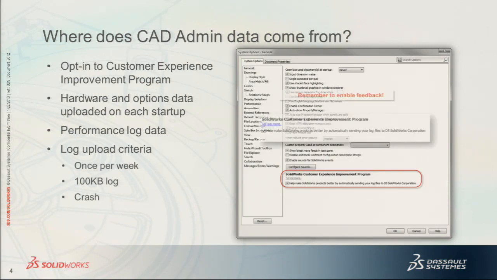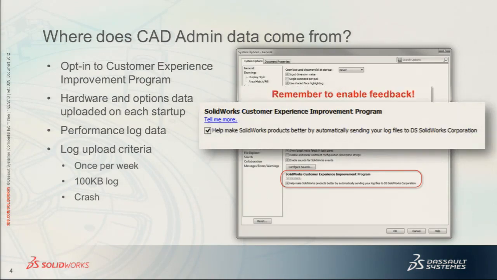So the moral of the story is remember to turn on the Customer Experience Improvement Program. I can't stress that enough. If you don't have machine information there, that's probably the first thing to look at and make sure that that's turned on.